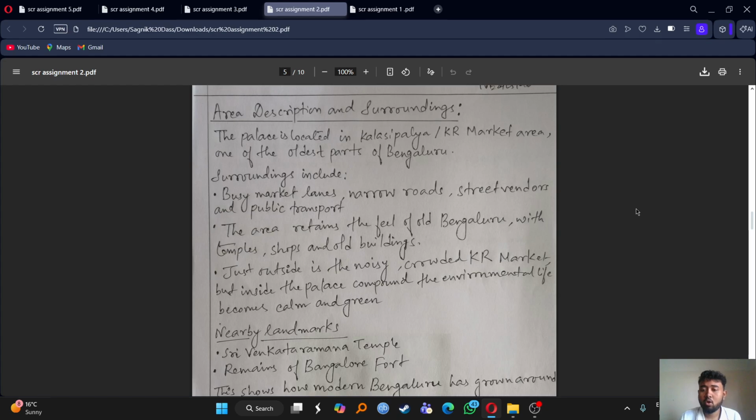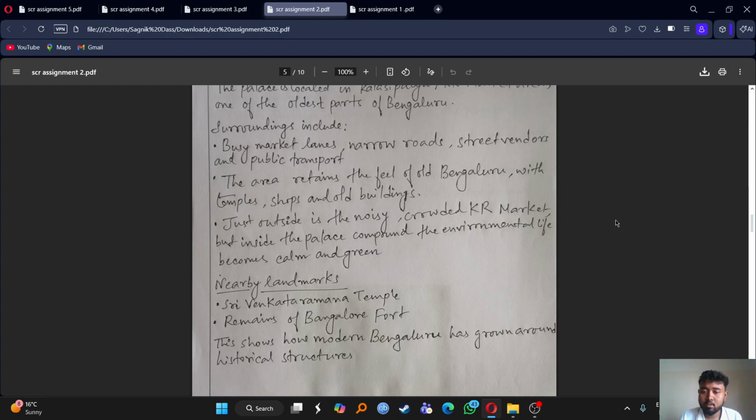Just outside is the noisy, crowded market, but inside the palace compound, the environment becomes calm and green. The place outside is very noisy and crowded, but since the area of the palace is very large, inside it is quite calm and green. Nearby landmarks include Sri Venkateswara Temple and Bangalore Fort, some of the most popular landmarks around that palace.